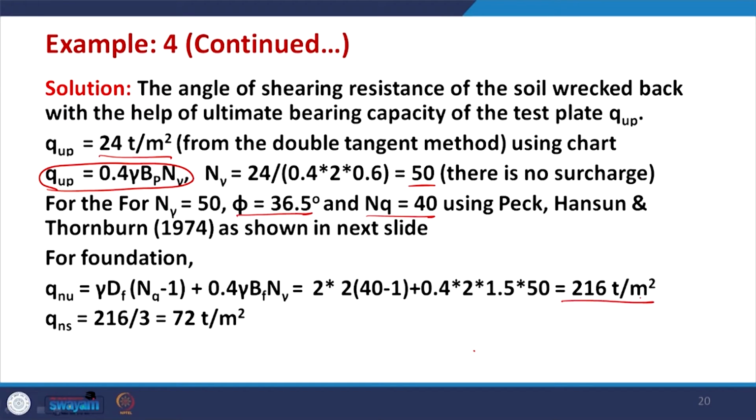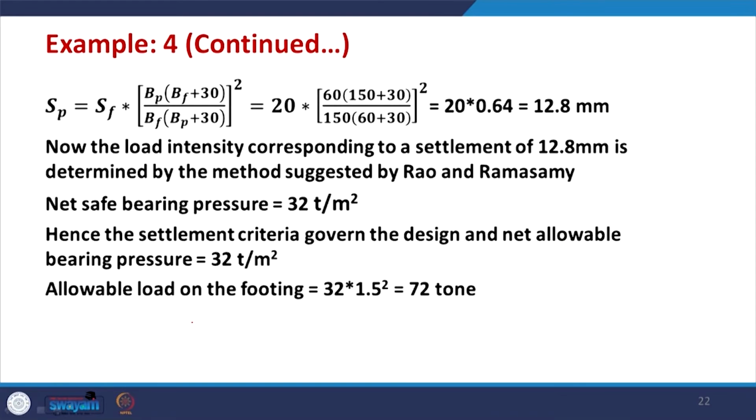If you divide this simply by a factor of safety 3, then you get the net safe capacity as 72 ton per meter square. This was based on the bearing capacity equation, but we need to check from the settlement criteria also. And for the settlement criteria, what do you have? The allowable settlement is given here. It is the reverse case here.